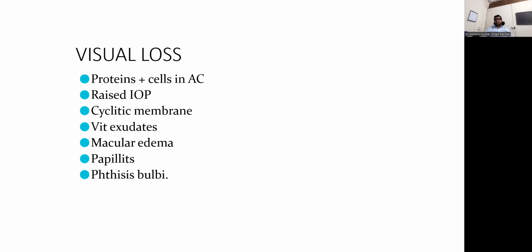Presence of vitreous exudates: in the vitreous cavity, when there are opacities, the light won't be able to cross the vitreous cavity properly. Macular edema, papillitis. And the last is phthisis bulbi, where the patient will be blind. Total loss of vision will be there in that condition.